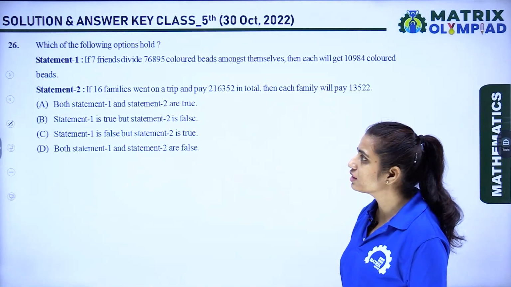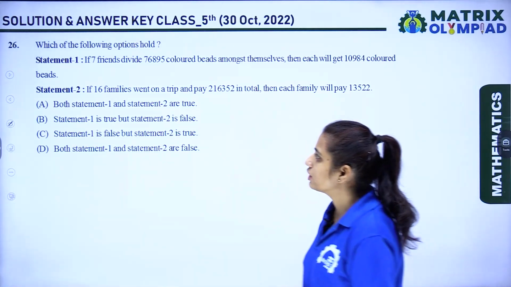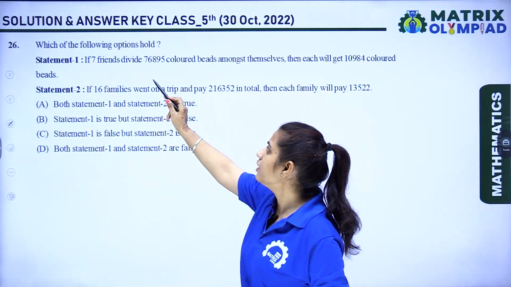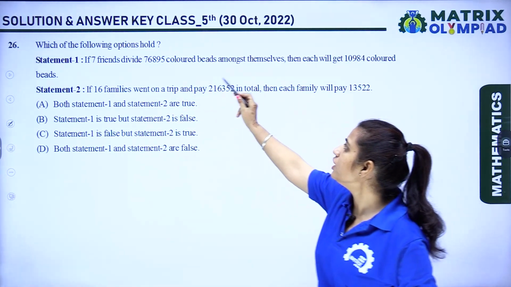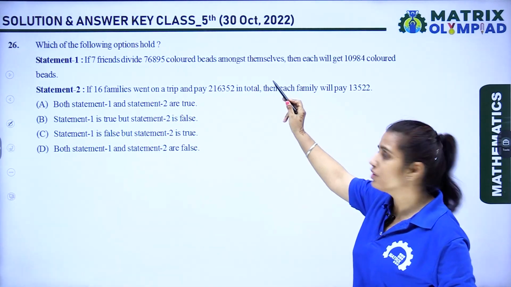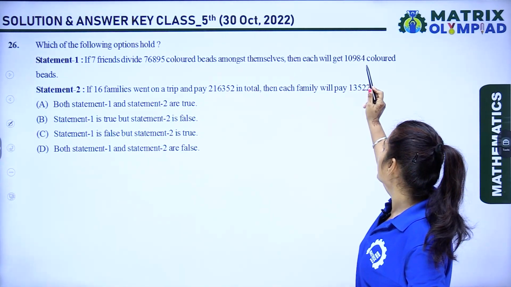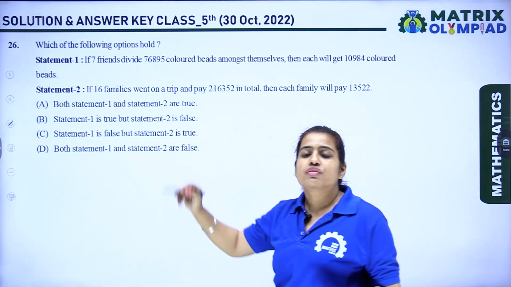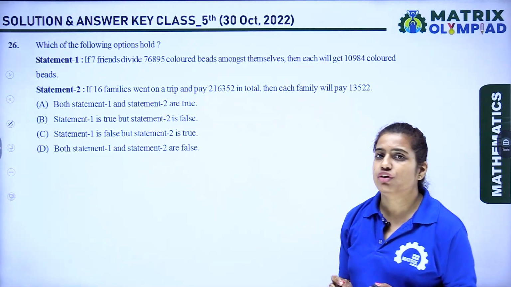Now the next, that is the 26th question. Which of the following options holds? Now the first statement is, if 7 friends divide 76,895 colored beads among themselves, then each will get 10,984 colored beads. Now we have to check whether this statement is true or false.